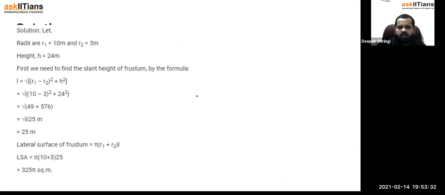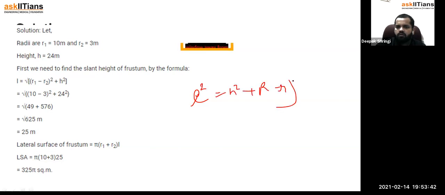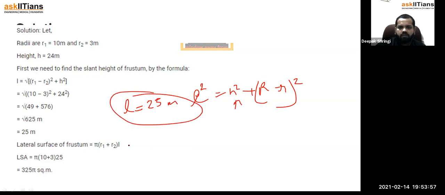Just calculate the value of L, and also L square. L square is equal to your x square plus (R minus r) the whole square. You know the value of x. X is your 24, R is your 10, and small r is your 3. So we have calculated the value of L. L comes out to be 25 meter, right? What is LSA or lateral surface area?